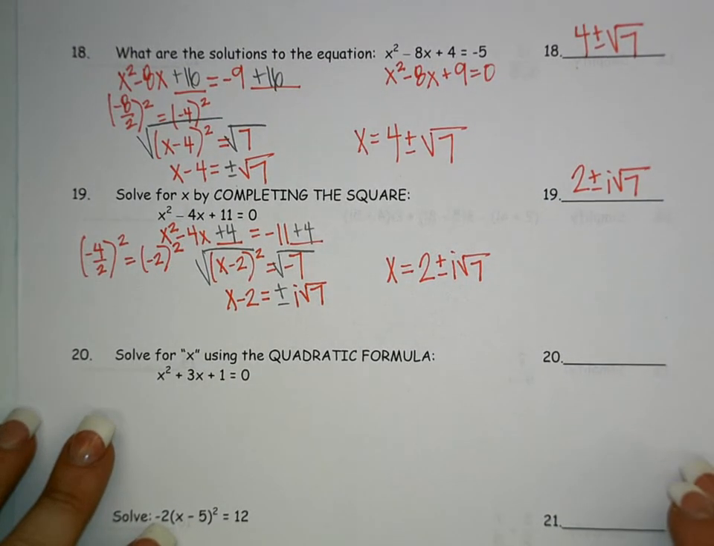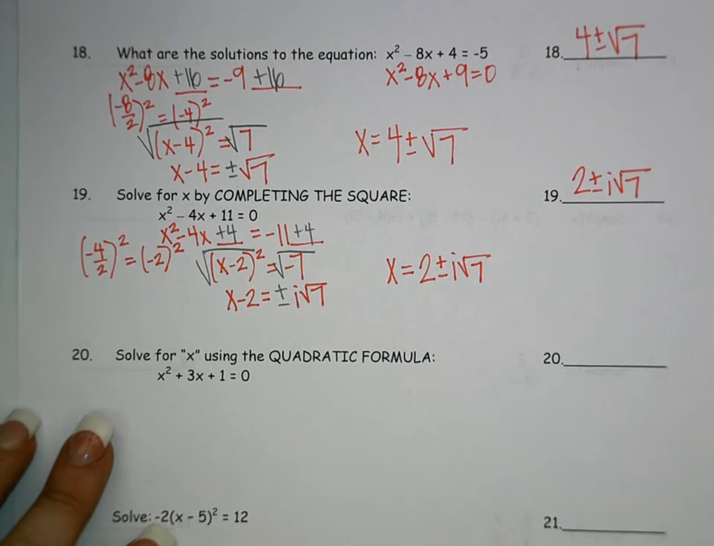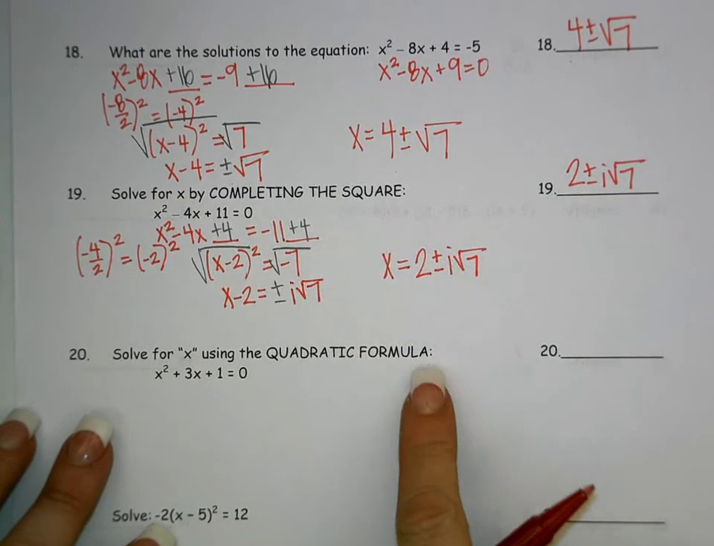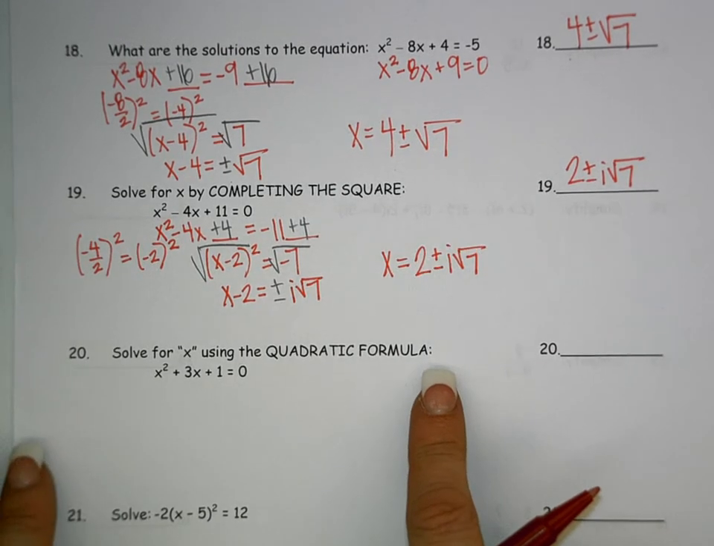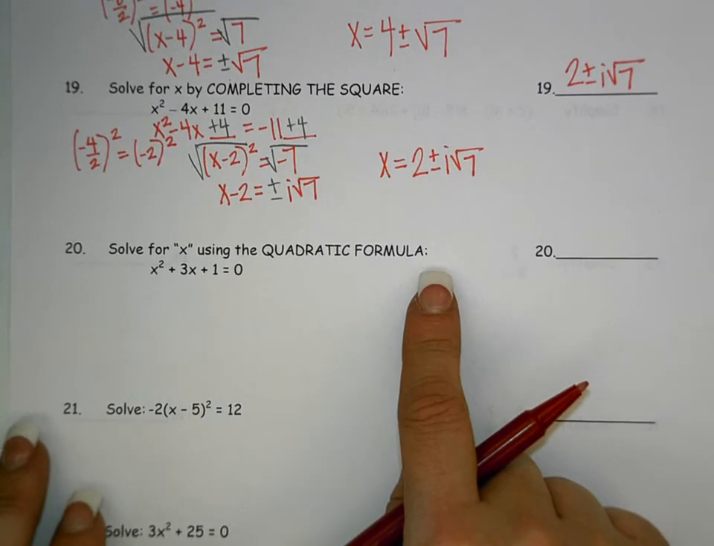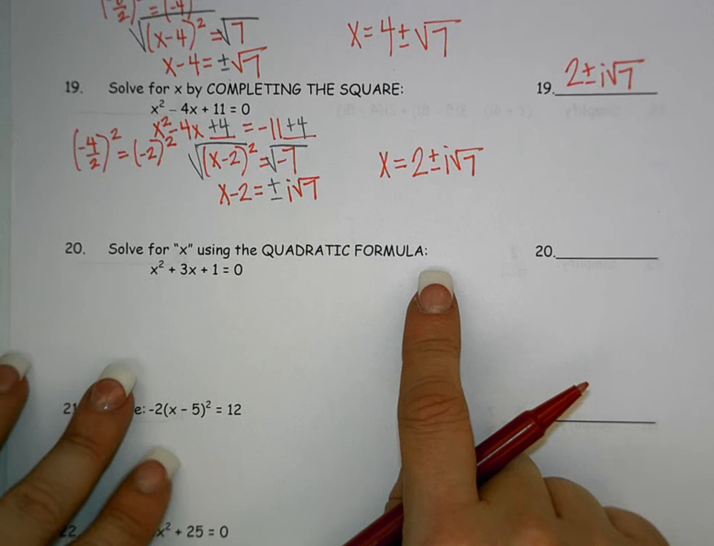Like I said earlier, there's going to be 2 problems on this test. One that you have to solve by completing the square, the other that we're requiring you to solve by quadratic formula. So make sure you follow those directions. Even if you get the right answer, I'm not going to give you the points if you don't follow directions.